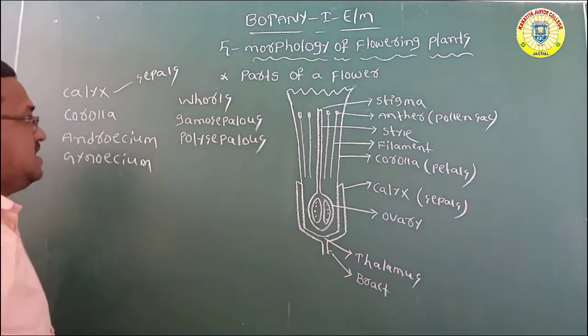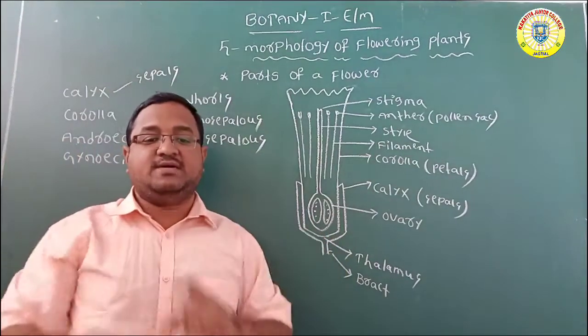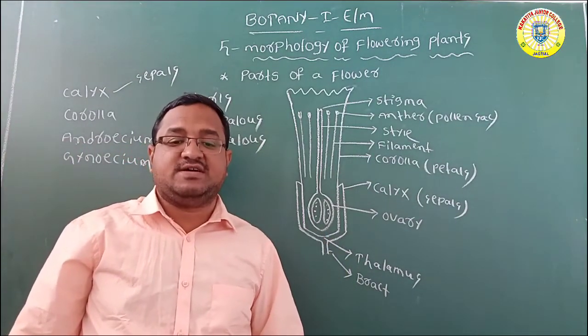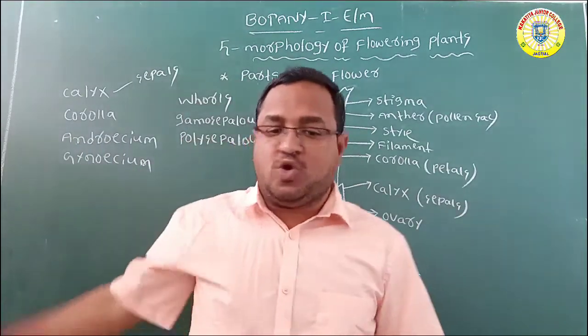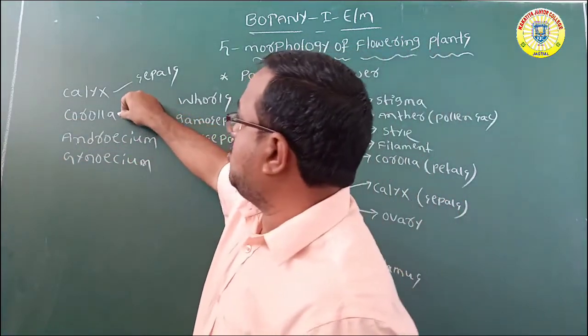Gamosepalous, polysepalous. Gamosepalous means sepals are united. Polysepalous means sepals are free. Sepals are not combined. Sepals are free. So this is about the calyx. Calyx is first, next is the second one, corolla.